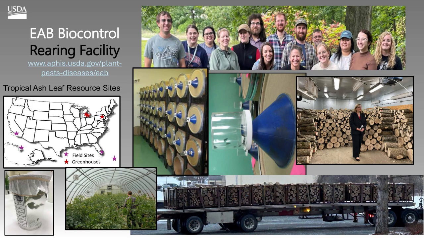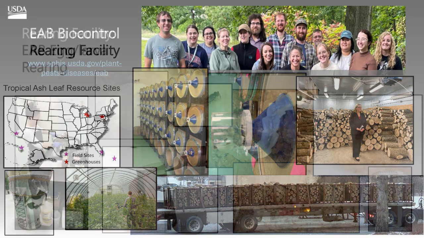On the lower right are examples of the logistics involved in procuring and maintaining a supply of ash logs for growing the EAB to use as hosts. And then in the middle are those chambers that they use to grow the EAB and collect them for further use. So quite the operation.